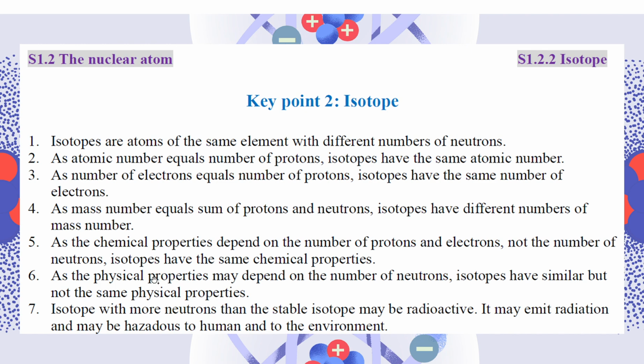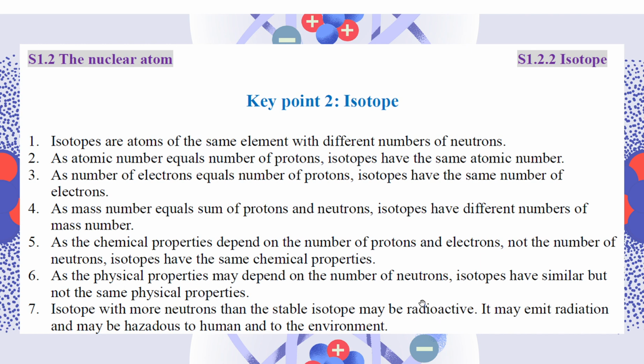+1, +2, -1, -2, just a little bit for the number of neutrons. So it has similar, but not exactly the same, physical properties. Remember, same chemical properties. Similar, but not exactly the same physical properties. Okay, so distinguish between these two things: physical property and chemical property. An isotope with more neutrons than the stable isotope may be radioactive.